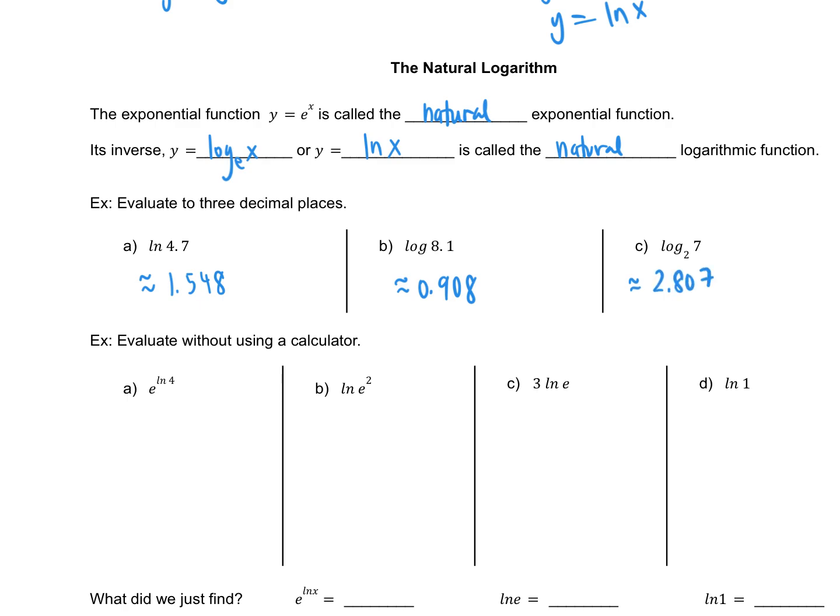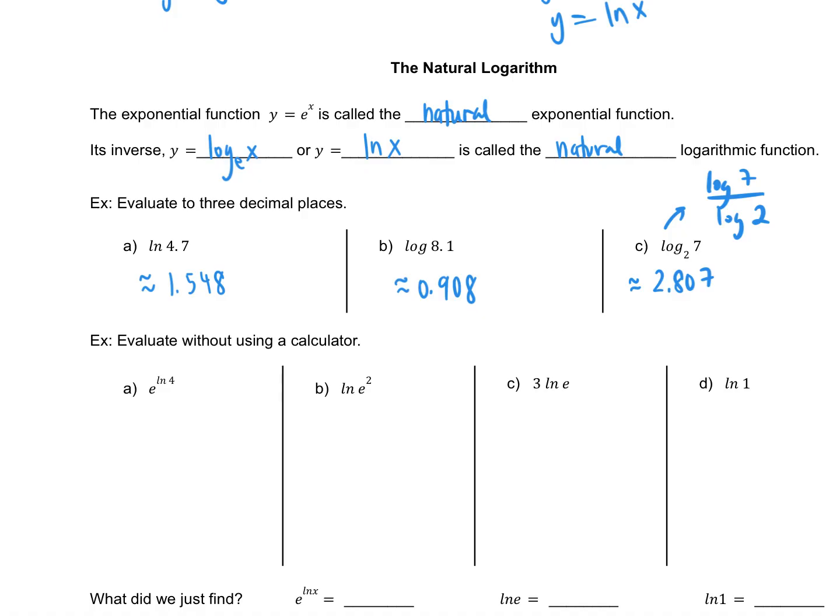Now, if you don't have the calculator that lets you change the base, remember the change of base formula, which says log, and pick whatever base you want, and we're just going to use base 10 so our calculator can handle it. So log of the argument over log of the original base. That will accomplish the exact same thing.